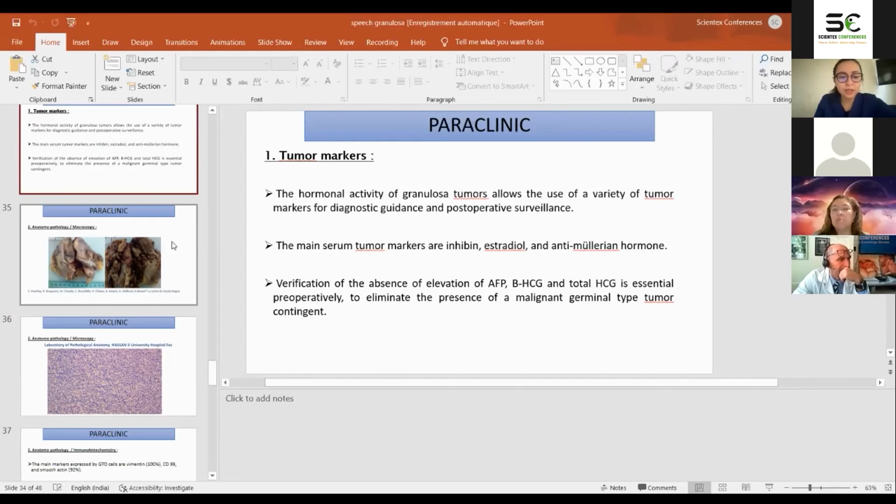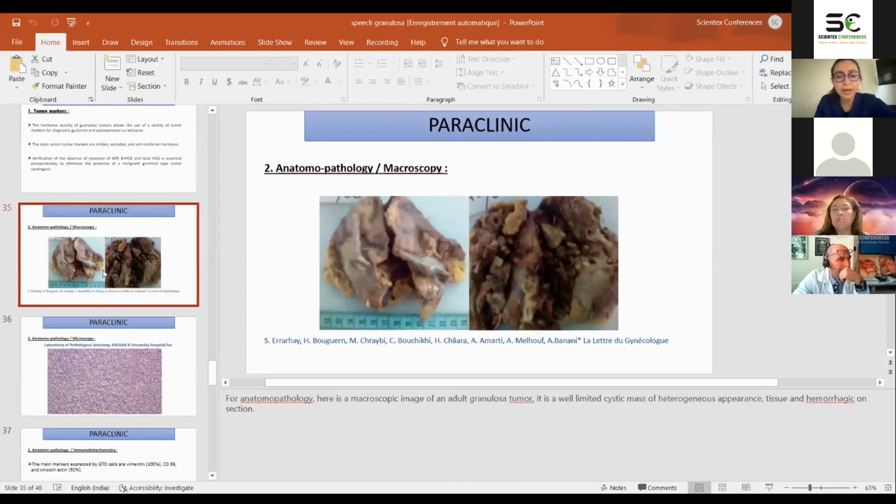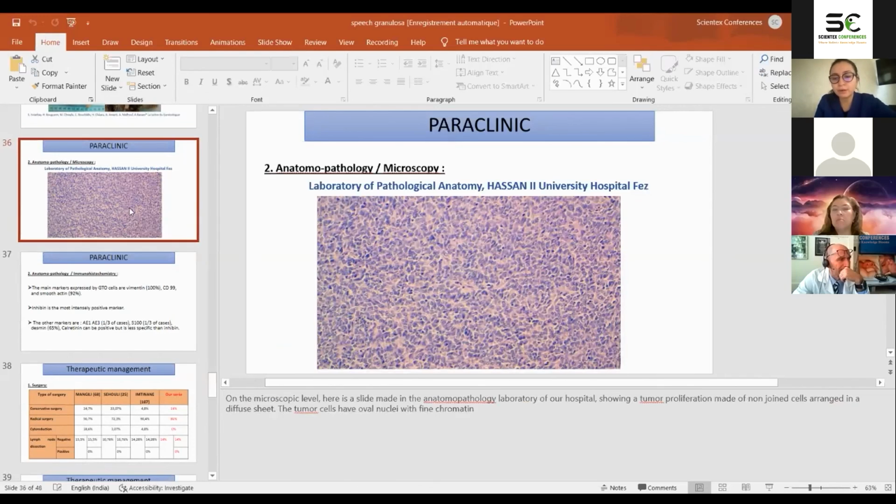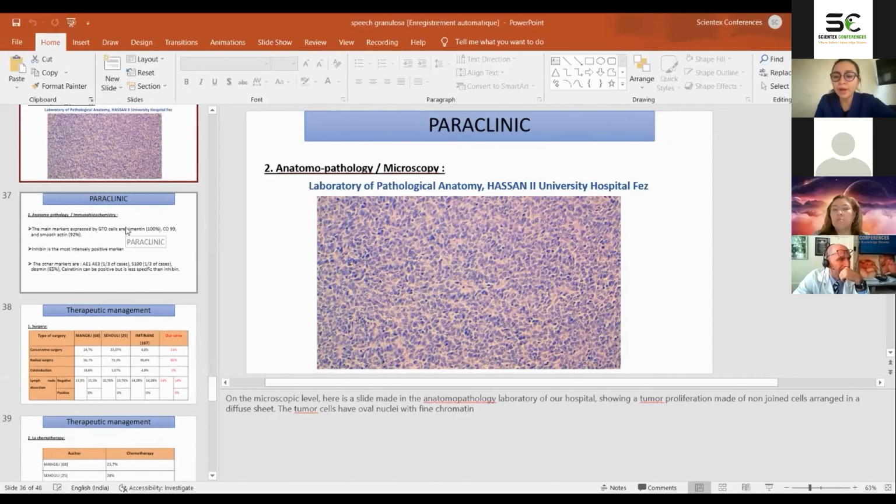For anatomopathology, here is a microscopic image of an adult granulosa tumor. It is a well-limited cystic mass of heterogeneous appearance, tissue, and hemorrhagic on section. On the microscopic level, here is a slide made in the anatomopathology laboratory of our hospital, showing a tumor proliferation made of non-joint cells arranged in a diffuse sheet. The tumor cells have ovoid nuclei with fine chromatin.